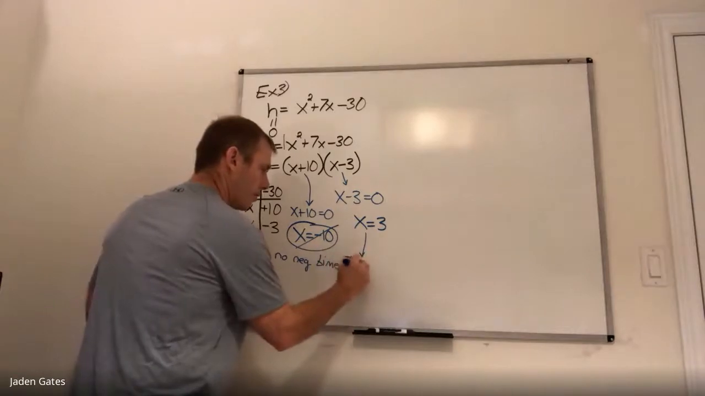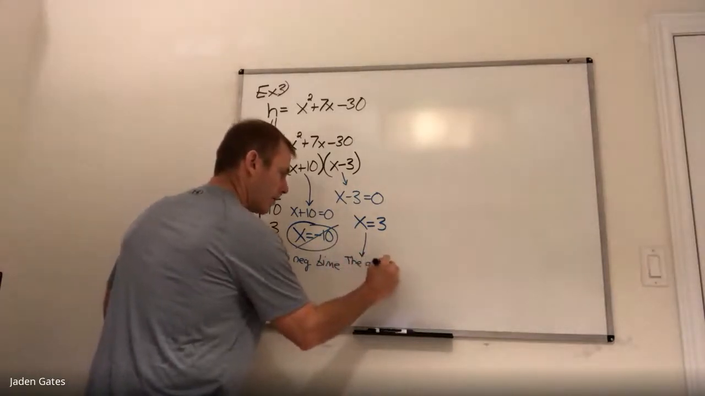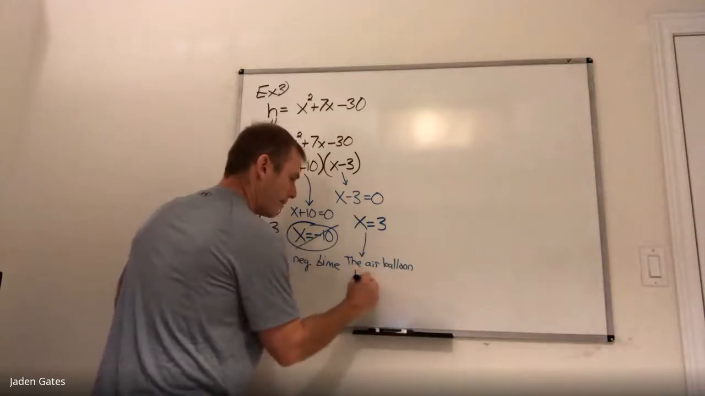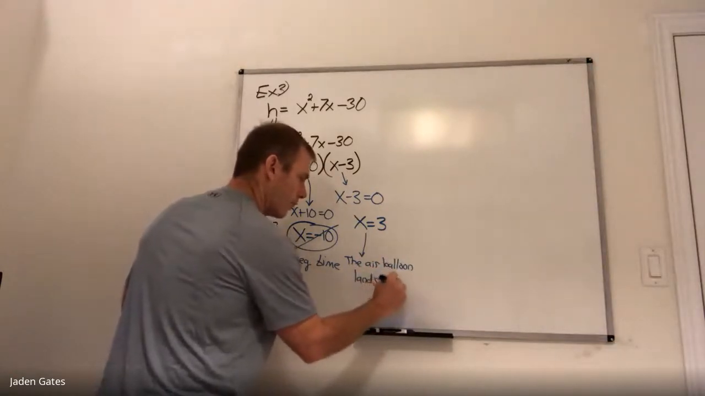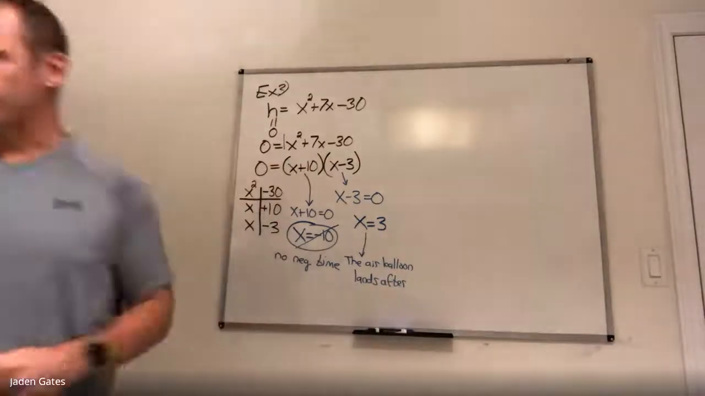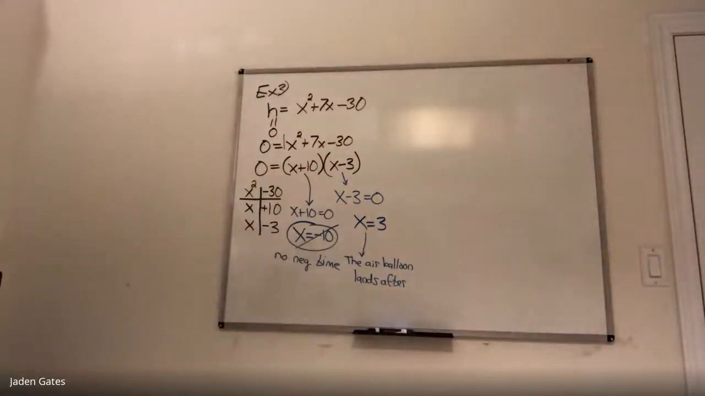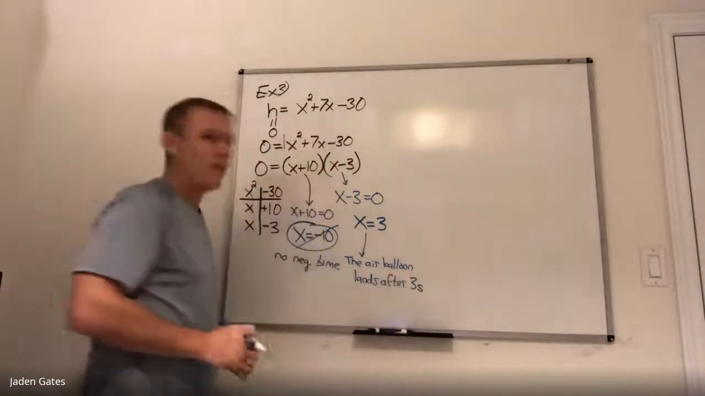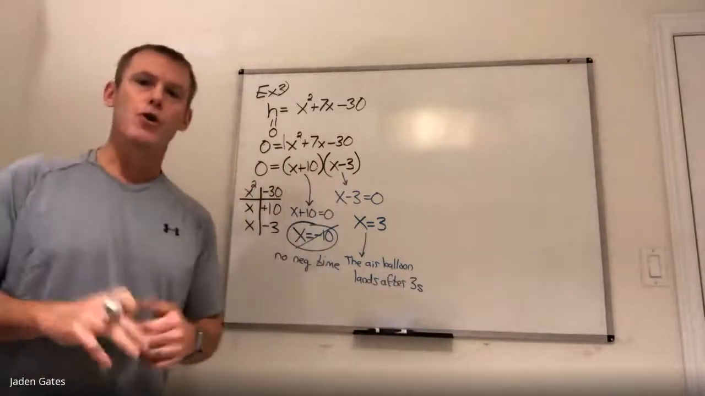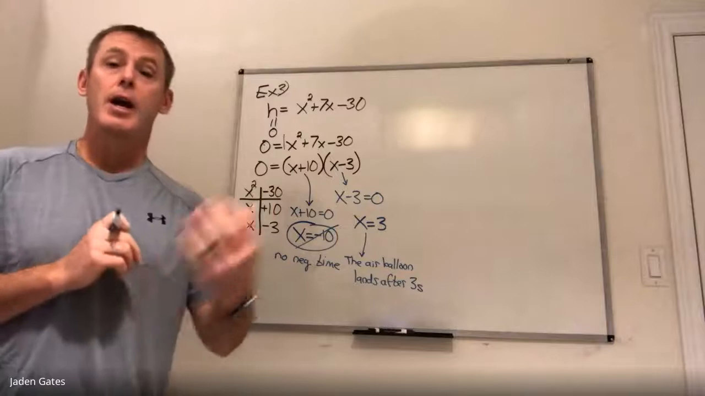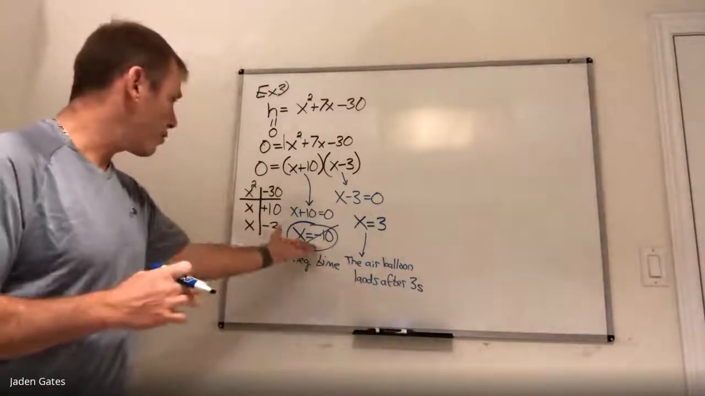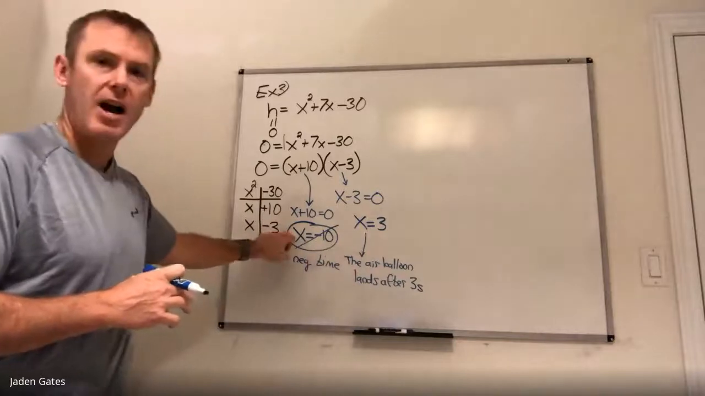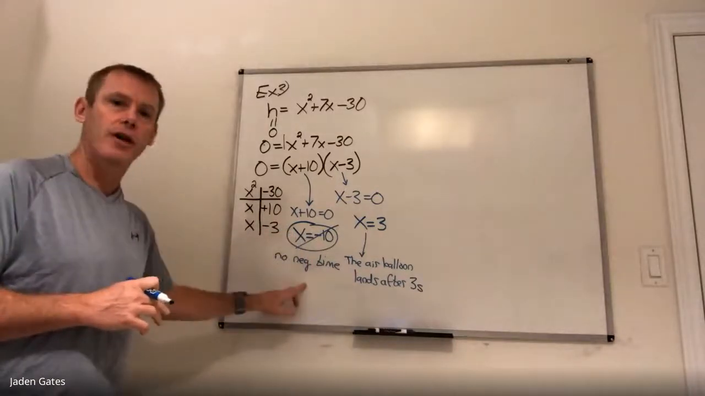the air balloon lands after, man, do I have that in 3 seconds or hours here? Seconds, it looks like. Yikes. After 3 seconds. All right, so if there is a word problem, you have to interpret your results. And if there's a case where you have two answers and you're only getting one, you have to say why you're getting rid of the answer. You can't have negative time.